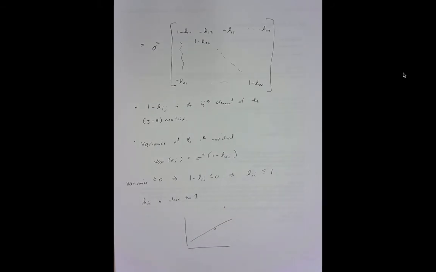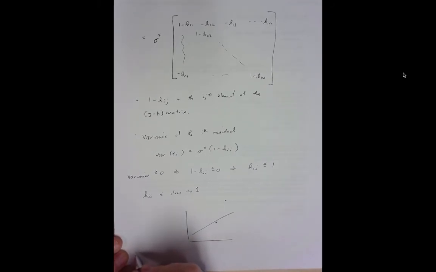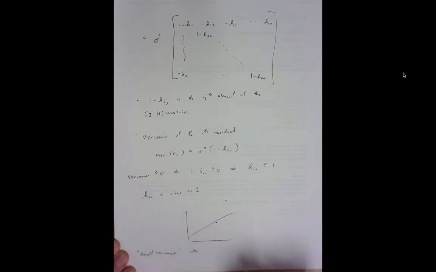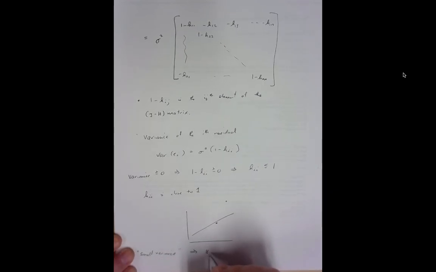Okay? So guys, at the end of the day, I really can't make this difficult, and I wouldn't anyway. A small variance tells us what? That our observed value and our predicted value are very close.